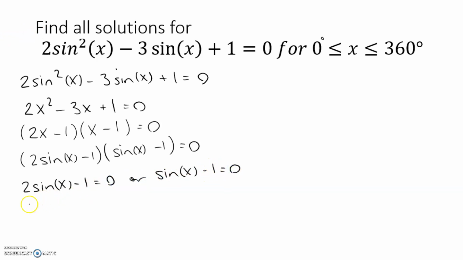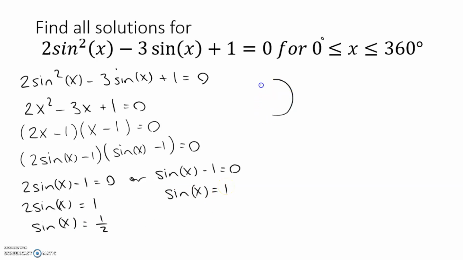So this would be 2 sine of x. Move that 1 over, becomes positive. Divide both sides by 2, so 1/2. Here all I have to do is move 1 over, so that would give me 1. Okay, so for sine equal to 1, I'm going to use the unit circle for that.